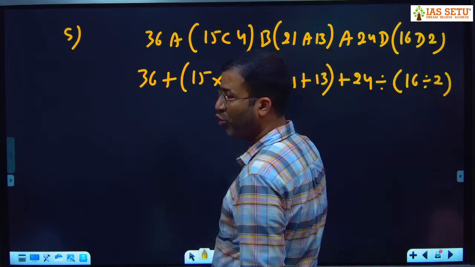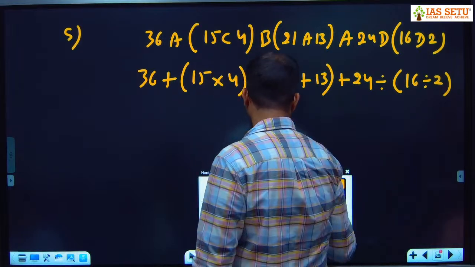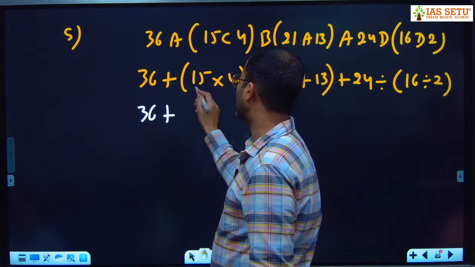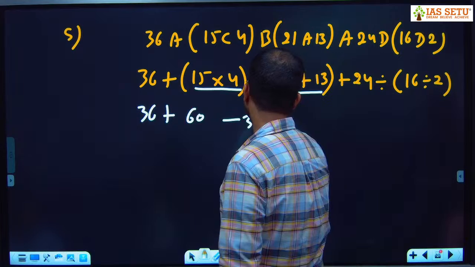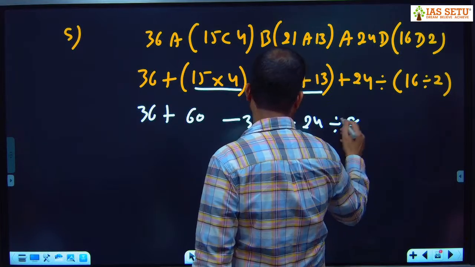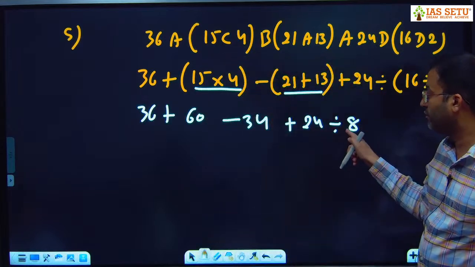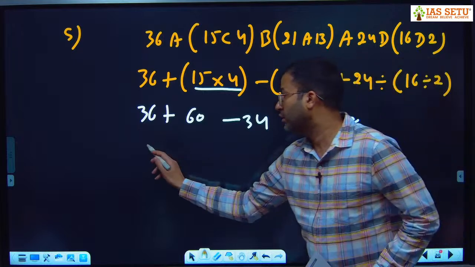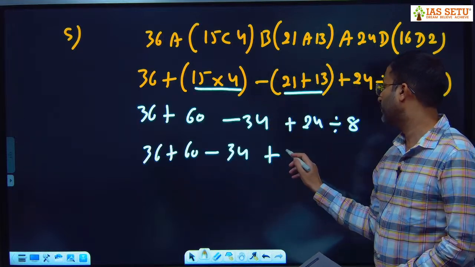You have to open all this bracket and take care of the symbol outside the bracket के बाद symbol भी है. 36 plus 60 minus 34 plus 24 divided by 8. Then this division. What is 24 divided by 8? 3. 36 plus 60 minus 34 plus 3.